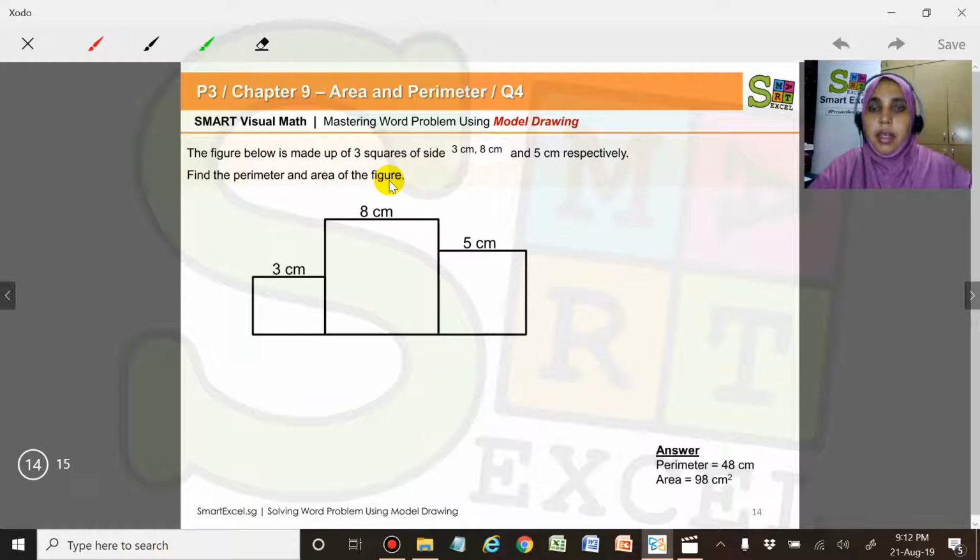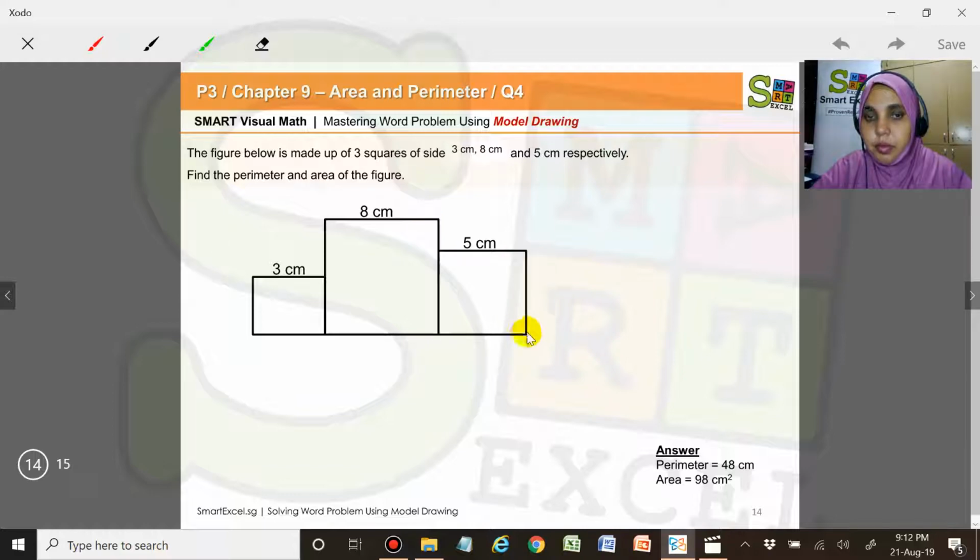There are a few words in this area and perimeter topic that the child needs to know. Number one, they need to understand the word perimeter. Perimeter means the outline, and the area is referring to the inside. The next word they need to be familiar with is respectively. Respectively means next in sequence.